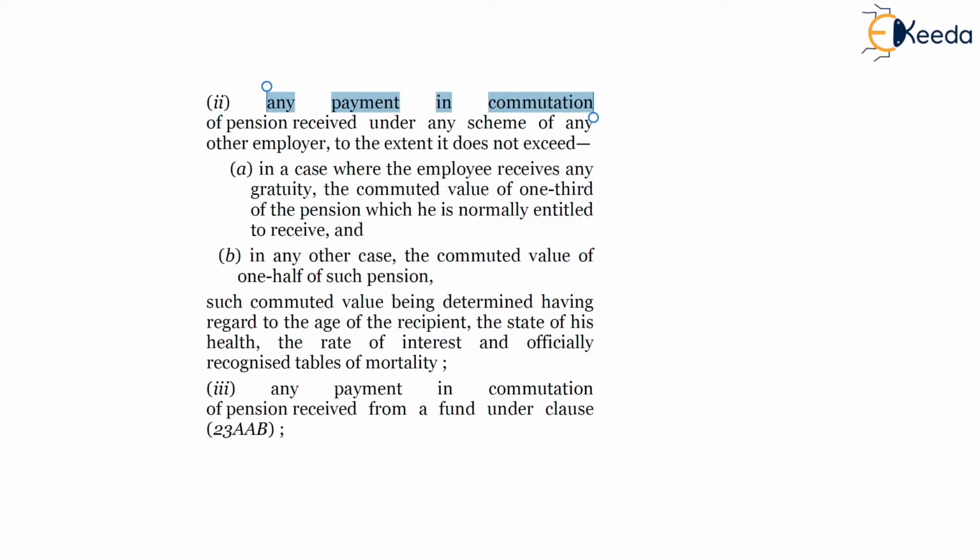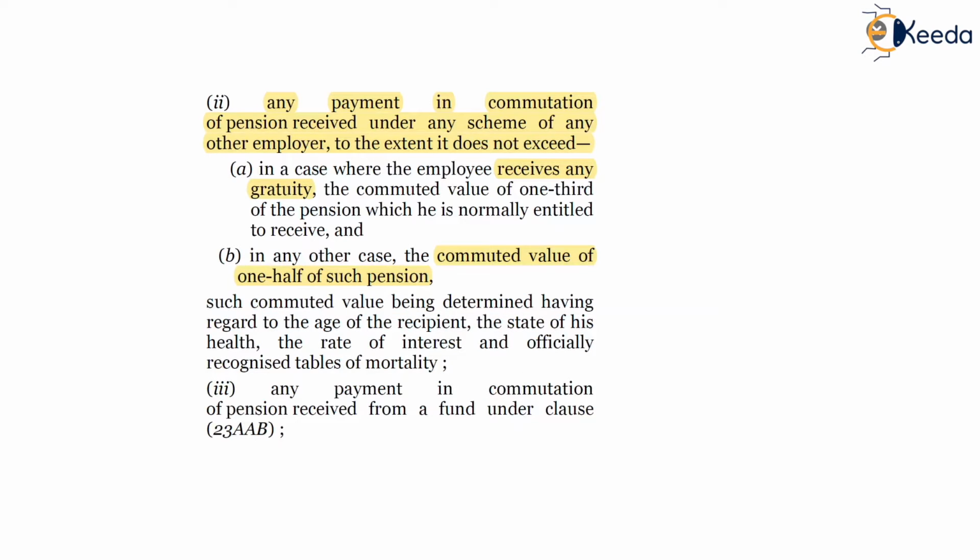Any payment in commutation of pension received under any scheme of any other employer, to the extent it does not exceed: if he receives any gratuity, the commuted value will be one third of the pension which he is normally entitled to receive, and in any other case, the commuted value is one half of such pension. Such commuted value is determined having regard to the age, state of health of the recipient, rate of interest, and officially recognized tables of mortality.